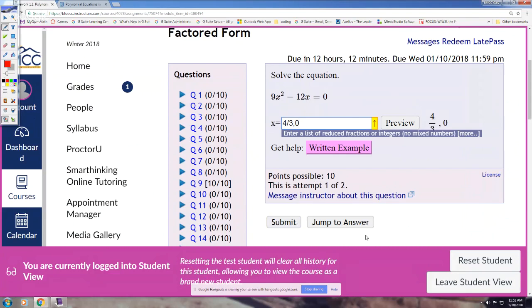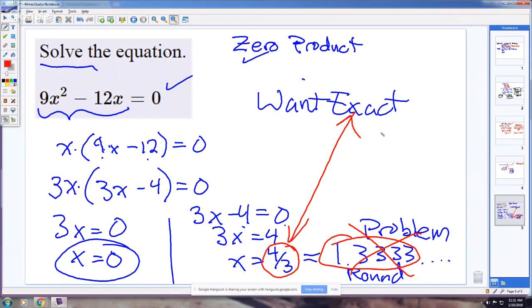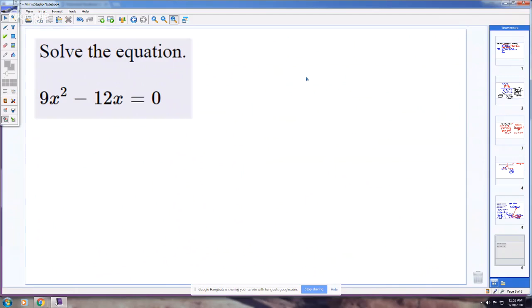Ooh, no, I better not do that. I don't know if I'm right. Now I could submit and it'll tell me if I'm right, but when you're taking a test, that's not gonna happen. So let's think like we're taking a test here. We should really check to see if this is true. So I'm gonna go back here. Page 5. So now I want to check. x equals 0 and x equals 4/3.